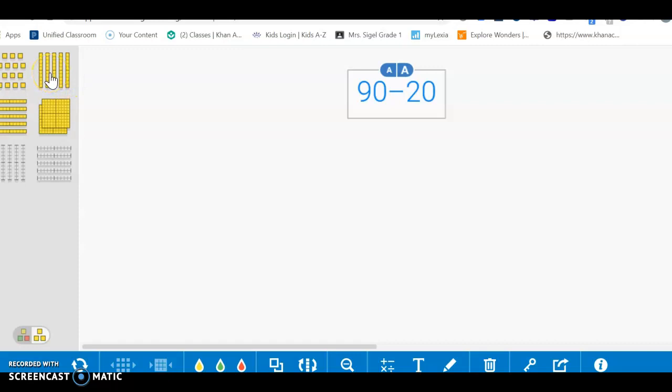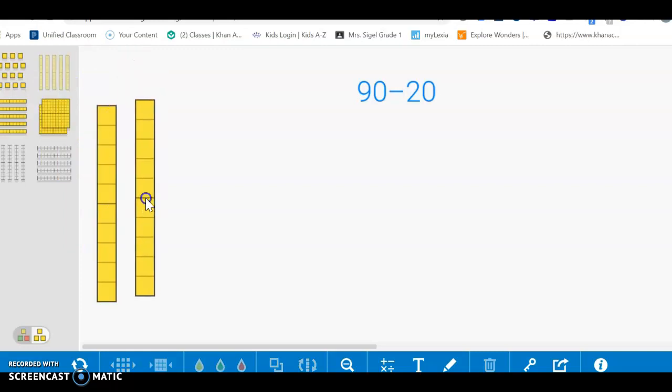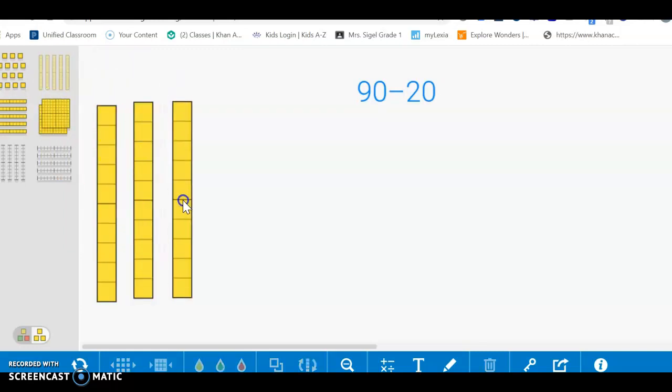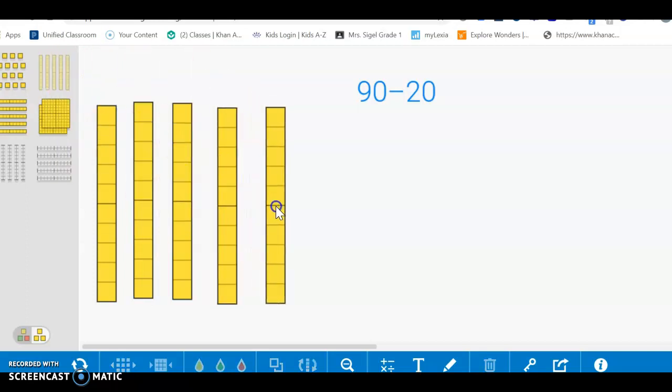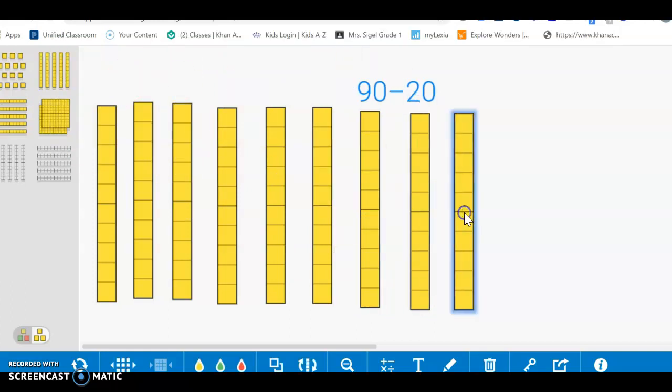So count with me. Ready? We're going to count 9 tens. So 10, 20, 30, 40, 50, 60, 70, 80, 90. Okay, I just want to make sure. And I should have 9 tens. So 1, 2, 3, 4, 5, 6, 7, 8, 9. Okay, so 90 minus 20.